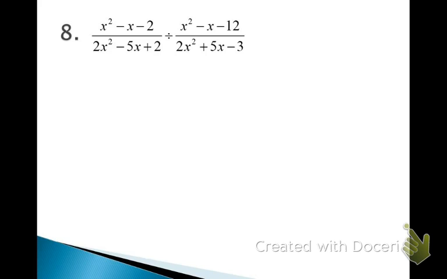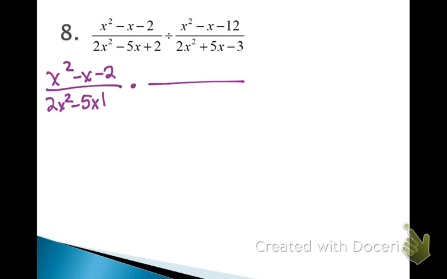All right, same old story. Our first step is to rewrite it, but we are going to do what? How's it going to change just a little bit? We are not ready to factor. Reciprocal. We got to use the reciprocal of which fraction? The second one. First one we leave alone. Second one we flip.